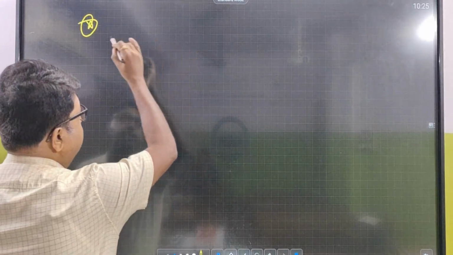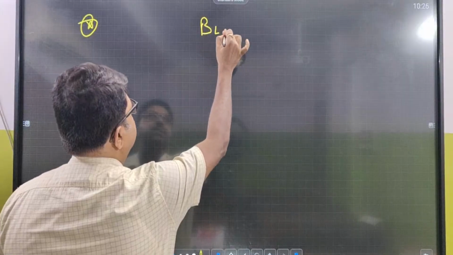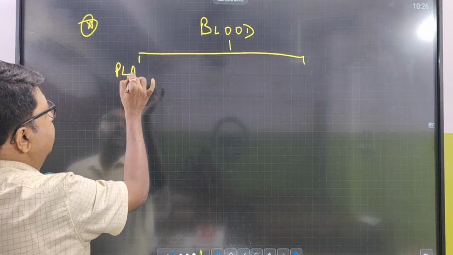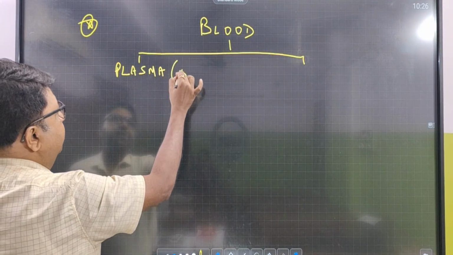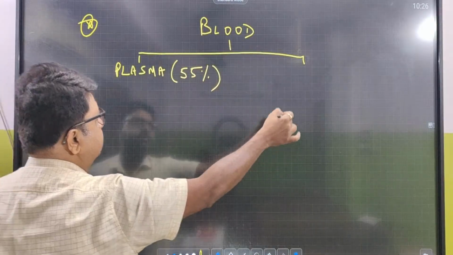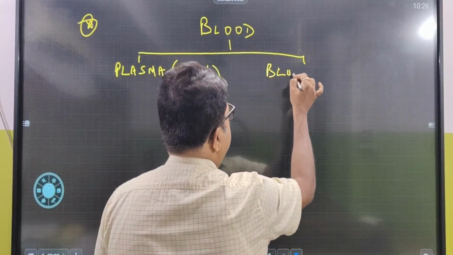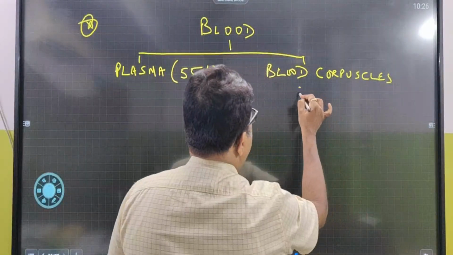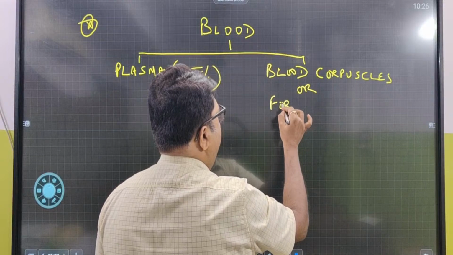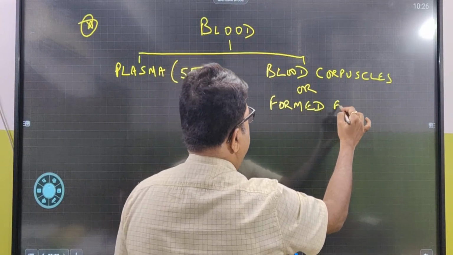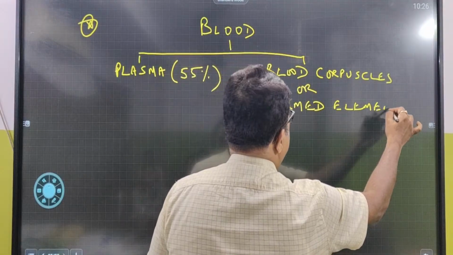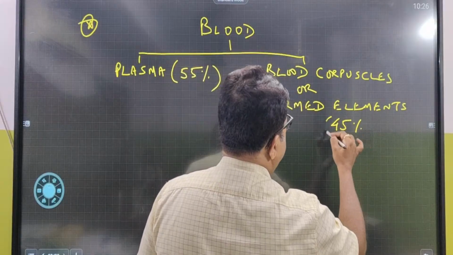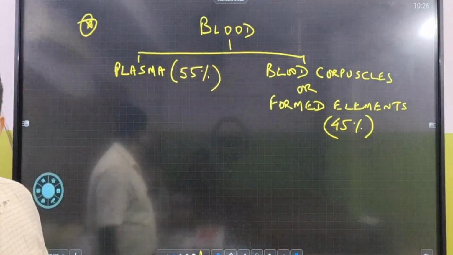Now, when we talk about blood, we can classify blood into two. One is plasma, which is 55% of the blood, and the rest is blood corpuscles, which are also called formed elements. Blood corpuscles are 45%, so 45% of the blood is blood corpuscles.